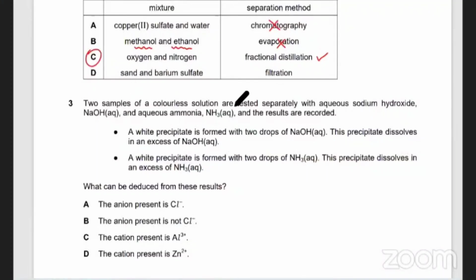Two samples of a colorless solution are tested separately with aqueous NaOH and aqueous ammonia, and the results are recorded. A white precipitate is formed.